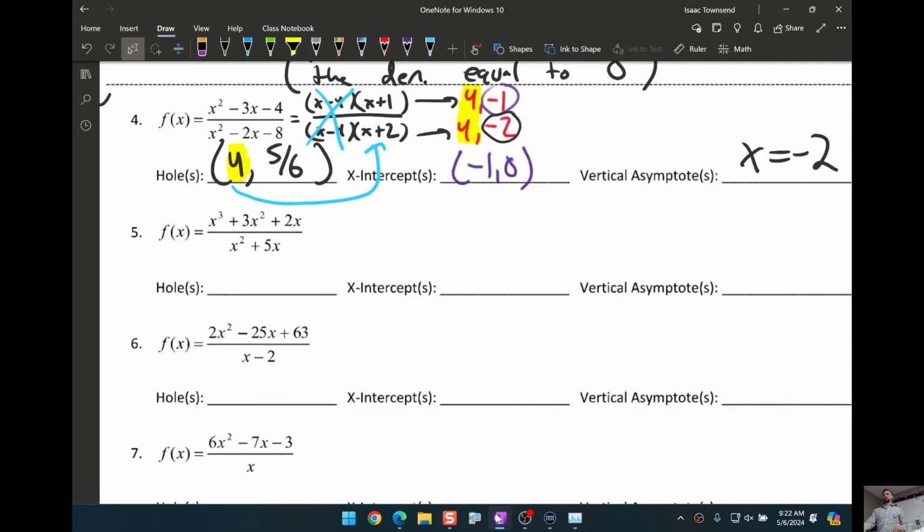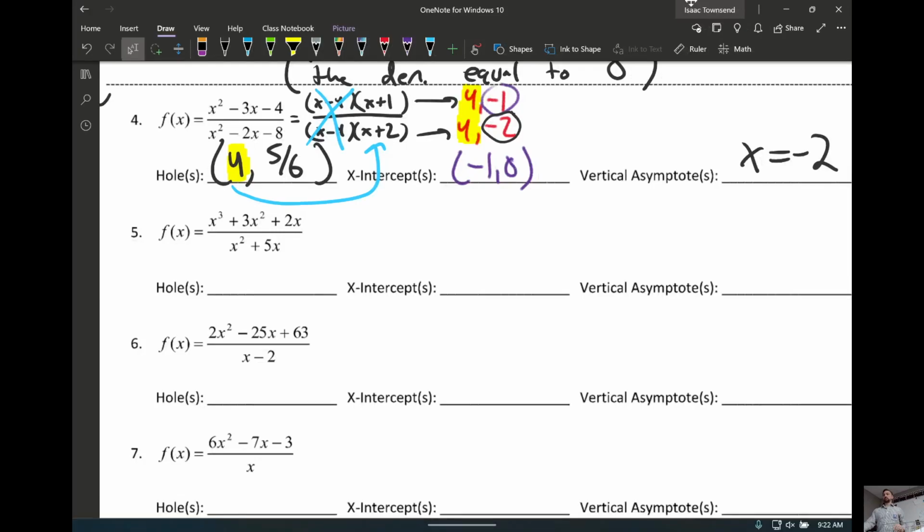So let's go ahead and work 5, and then we can go back and check 4 and/or 5. Okay, so really all it amounts to is the stuff that you have to memorize is that if you have a number that makes just the numerator 0, that's an x-intercept. If it makes just the denominator 0, vertical asymptote. But if it makes both 0, it's a hole.